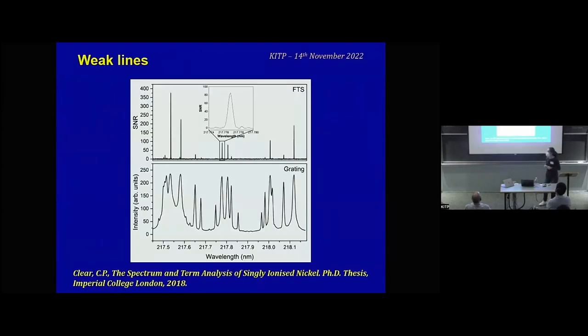Some interesting things: if you want to look at weak lines, sometimes having super high resolving power is not the best thing. This is the same spectrum measured with a grating instrument and with a Fourier transform. You can see the lines are much more resolved in the Fourier transform, but weak lines that are very weak in the Fourier transform spectrometer are much more intense in the grating. And this is because of the way the Fourier transform spectrometer works. So if you want to look at weak lines, it might be better to use an instrument with a grating.